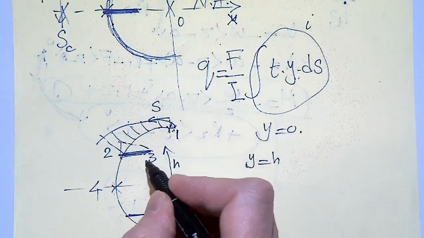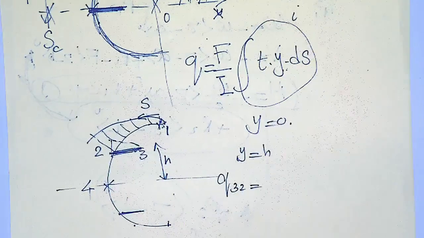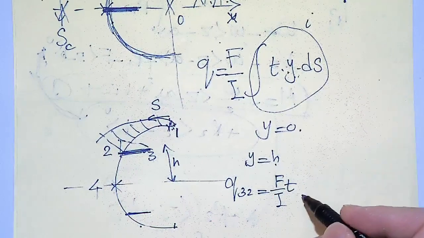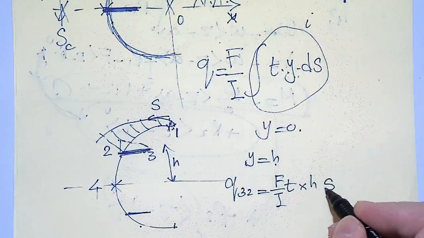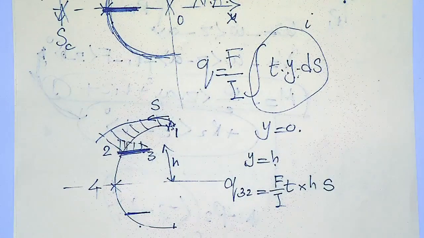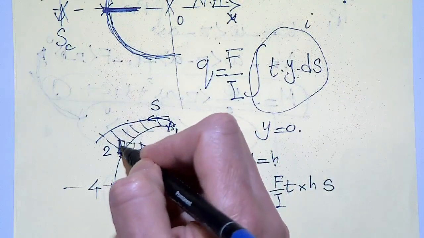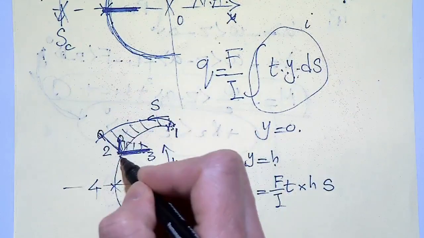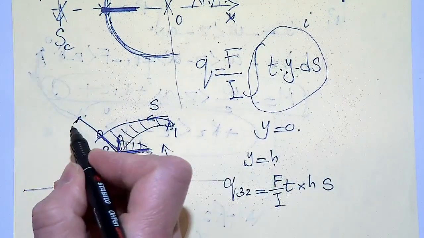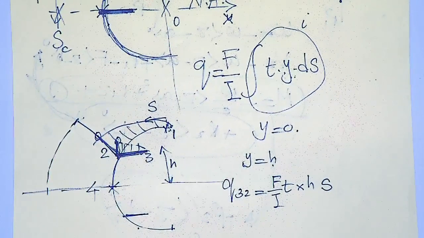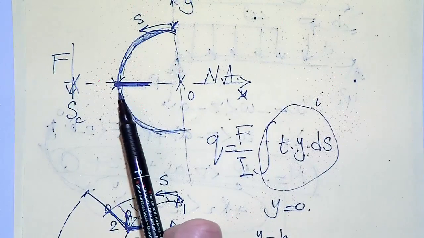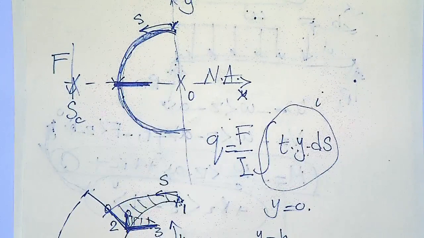So substituting in, q32 is equal to F divided by I, say t is constant, comes out, y is equal to h, comes out, ds becomes s. So it gives us a linear distribution between 3 and 2. Then we find the shear flow at this position and this position, and add them up, and then it starts from here. Then that becomes, again, sinusoidal. It's a bit unfair to give you this in an exam, it's very hard. But this one is quite straightforward, it doesn't need you to do anything. It's zero.